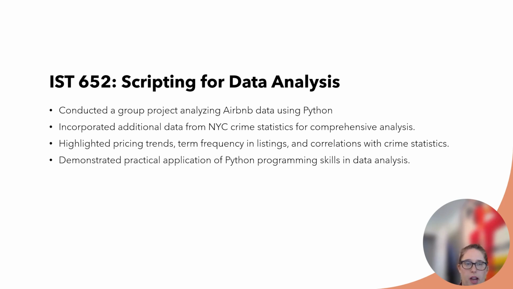The next course is IST 652, Scripting for Data Analysis. We conducted a group project to analyze Airbnb data using Python. We incorporated additional data from the New York City crime statistics for a more comprehensive analysis. We used this project to highlight pricing trends, term frequency and listings, and see if there were any correlations with crime statistics and pricing. Demonstrated our practical application of Python programming skills in data analysis.